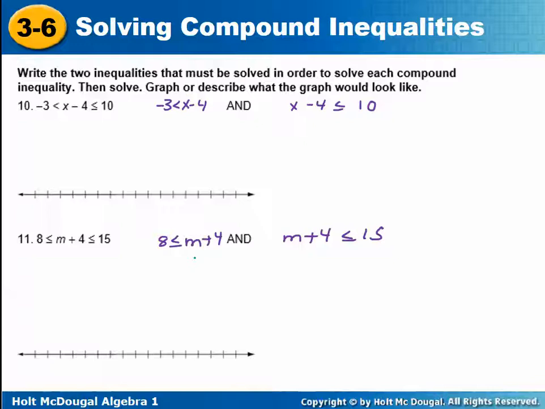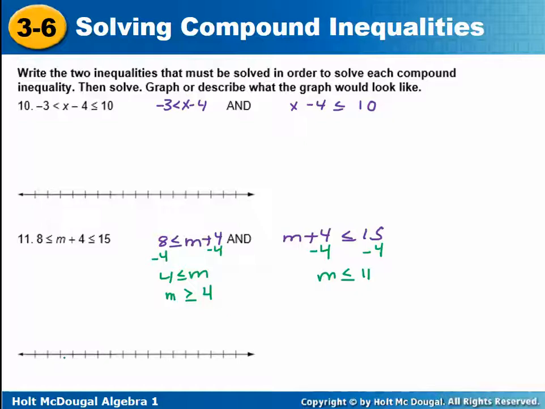So in 11, we would start by subtracting 4 from both sides of this inequality, and we would get 4 is less than or equal to m. That's the same as m is greater than or equal to 4. So we know we're going to have to put 4 somewhere on our graph, but I'll wait for a minute and see what happens on the other side. This means that I have to subtract 4 from both sides. So I have m is less than or equal to 15 minus 4. 15 minus 4 is 11. So I need 4 and I need 11.